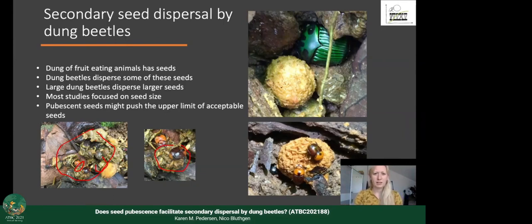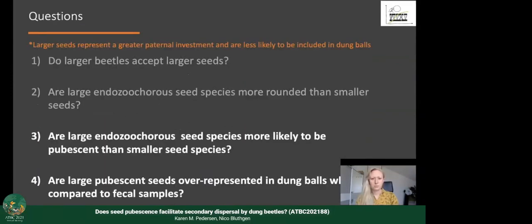However, in the case of this very large seed pictured here, dung beetles, both Oxysternon and Canthon angustatus in my field site in the Choco region of Ecuador, both treated it as though it were dung, and it made me question if there was something other than size that might play a role in how dung beetles are filtering seeds. So this made me question if large seeds that will pass through the gut of an animal are more likely to be pubescent than smaller seeds, because the hairs, or the pubescent nature of the surface, would hold dung and make it appear, to a dung beetle at least, to be dung.